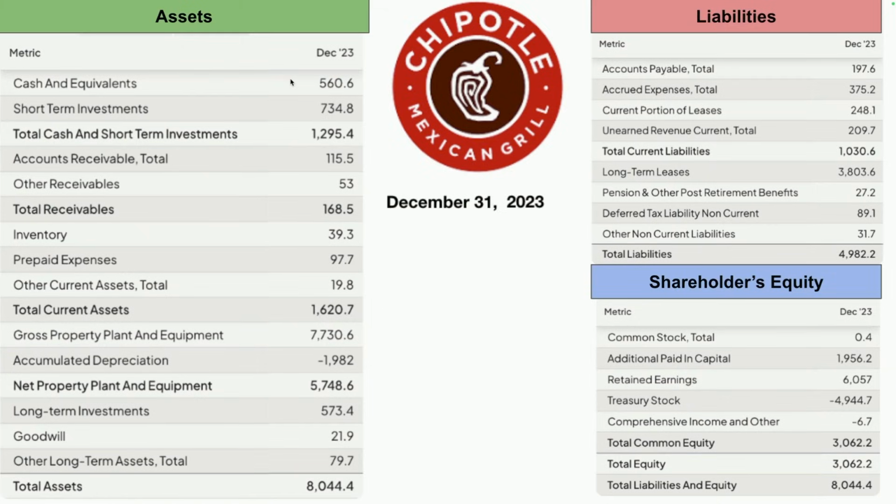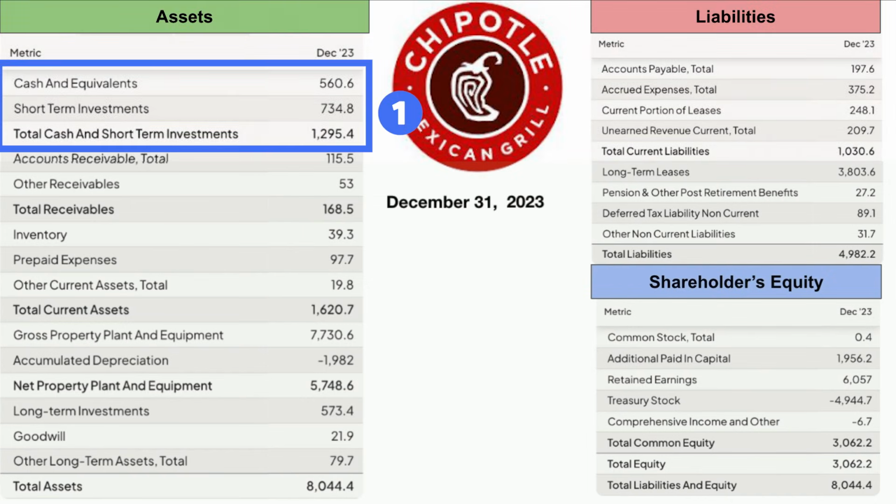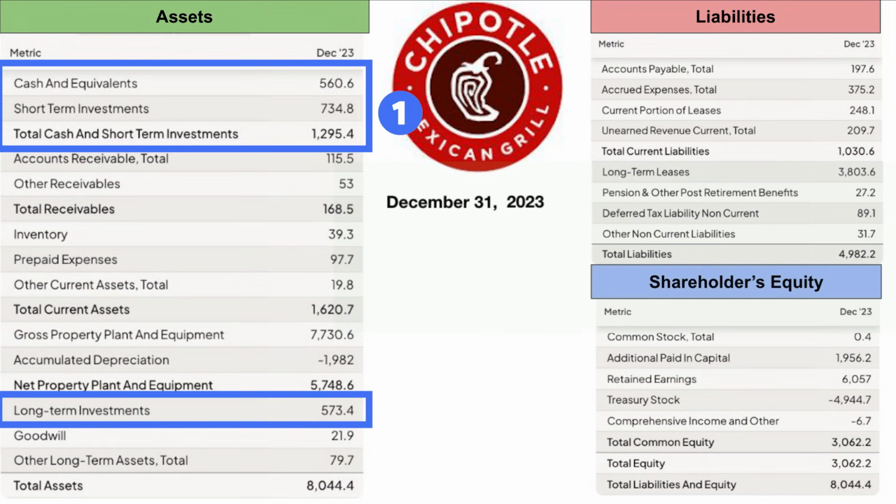Here is the balance sheet for Chipotle Mexican Grill as of December 31st, 2023. Please note that you won't see it formatted like this in the company's SEC filings, but I format it this way to make it easier to read. So when I'm analyzing Chipotle's balance sheet quickly, the first thing I look at is the company's total cash balance. Now, in this case, I'm going to add the company's long-term investments to this number. And when I do so, I see that this company has roughly $1.9 billion in total cash and cash equivalents at its disposal. Now, that is a huge number.